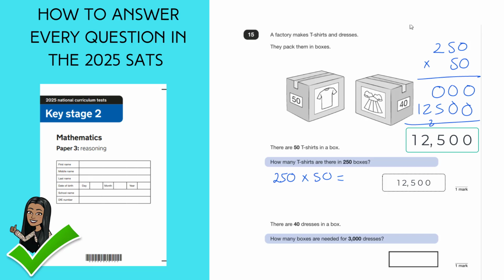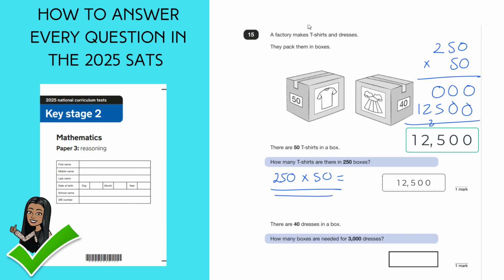I'm just not going to demonstrate how to do long multiplication because you should know how to do that, but it is a multiplication question. If you're not sure of the answer, just at least write that bit down. You can come back to it later on, rather than having to waste time on the question if you're not sure straight away. Just write the calculation down as my suggestion. There are 40 dresses in a box. How many boxes are needed for 3,000 dresses?